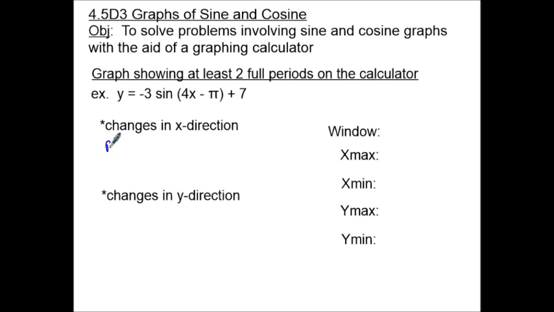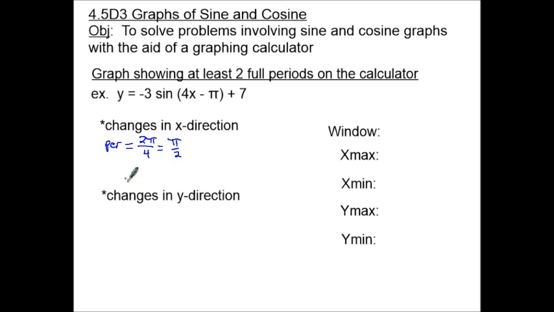So first of all, let's take a look at the period. Now the period in this case, as always, is going to be 2 pi divided by whatever our b value is. And in this case, that's 4. So 2 pi over 4 is going to give me a nice pi over 2. Alright, so basically I'm going to go pi over 2 to the right and to the left of whatever my starting point is, and then that'll give me my x min and x max.